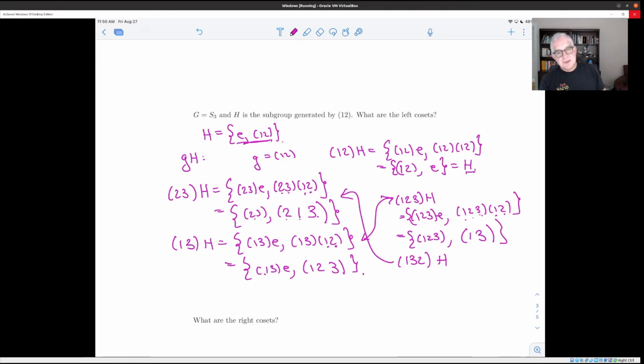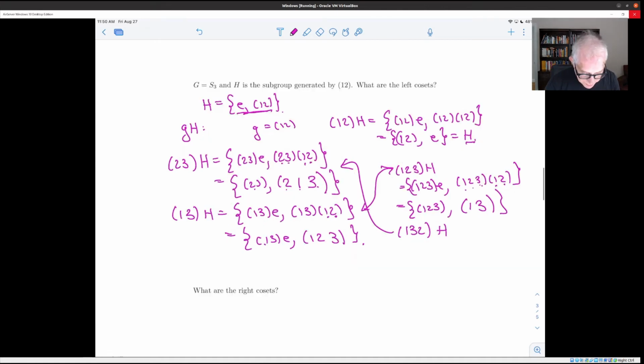And if you had used, instead of 1, 2, you used 1, 3 or 2, 3, you would get the same picture. I'm not going to do it, it's a lot of calculations, but you'd get the same picture, maybe with things slightly rearranged. But you'd find 3 cosets. All right, what about the right cosets?